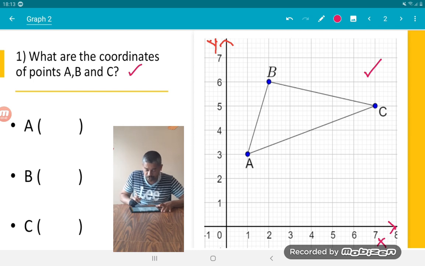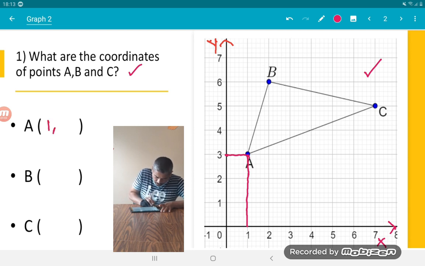Now, let's look at point A. What is the x coordinate of point A? That is 1. And what is the y coordinate? That is 3. So the coordinate of point A is 1, 3.